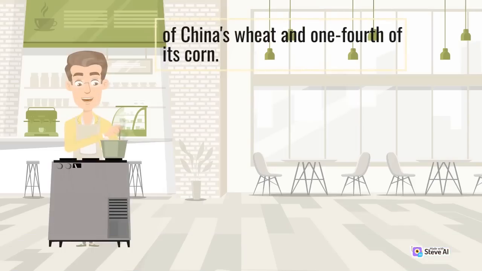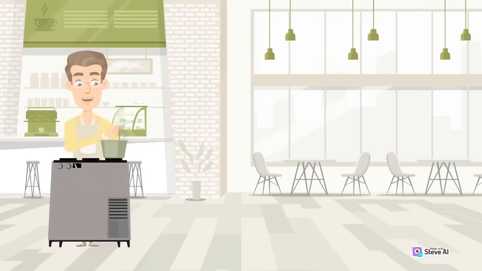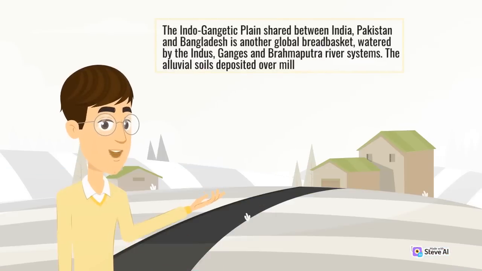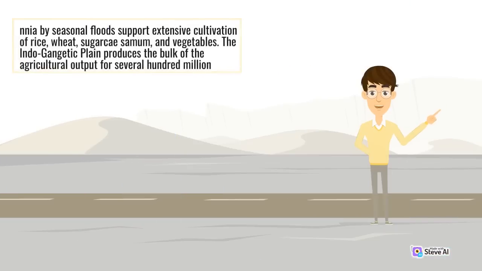of China's wheat and one-fourth of its corn. The Indo-Gangetic Plain shared between India, Pakistan and Bangladesh is another global breadbasket, watered by the Indus, Ganges and Brahmaputra river systems. The alluvial soils deposited over millennia by seasonal floods support extensive cultivation of rice, wheat, sugarcane, sesame, and vegetables.